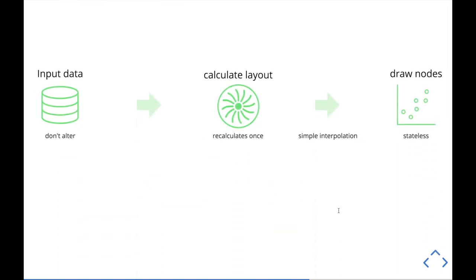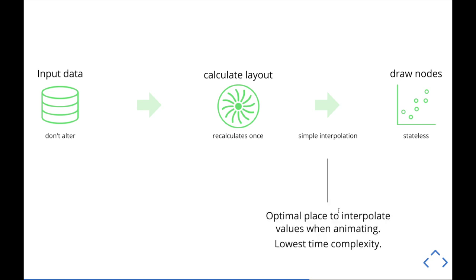So here's a diagram of what happens. You have your data. The data comes in. You don't change the data. You don't interpolate the data at all. You just literally pass it to your layout. The layout recalculates once only.